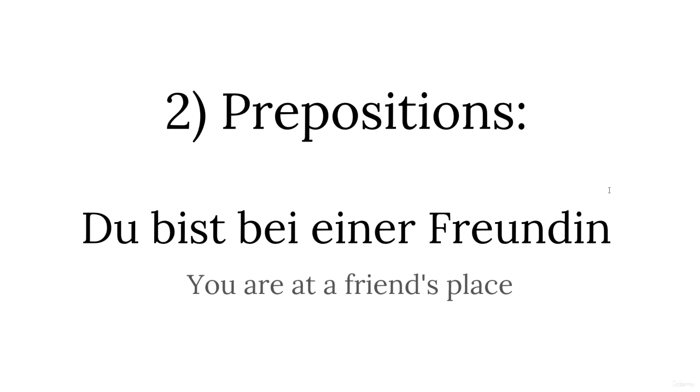And the final preposition for today is bei, at. For example, you are at a friend's place. Du bist bei einer Freundin. The word place, you don't have to mention this in German. You are at a friend, translated into English, is the same as you are at a friend's place. Du bist, pronoun verb, bei, preposition, einer Freundin, a dative noun. Eine Freundin changes into einer Freundin in dative.